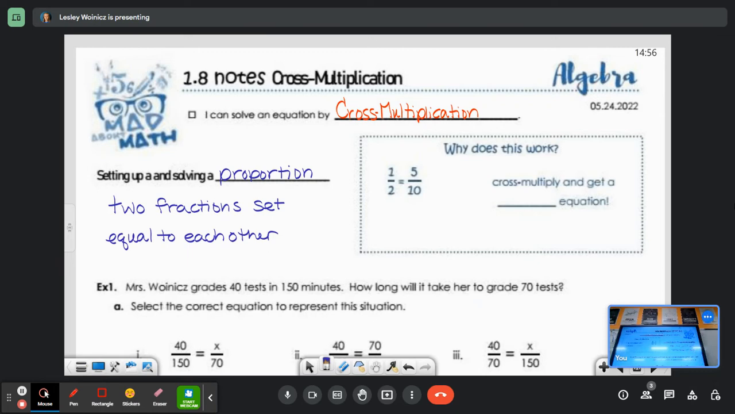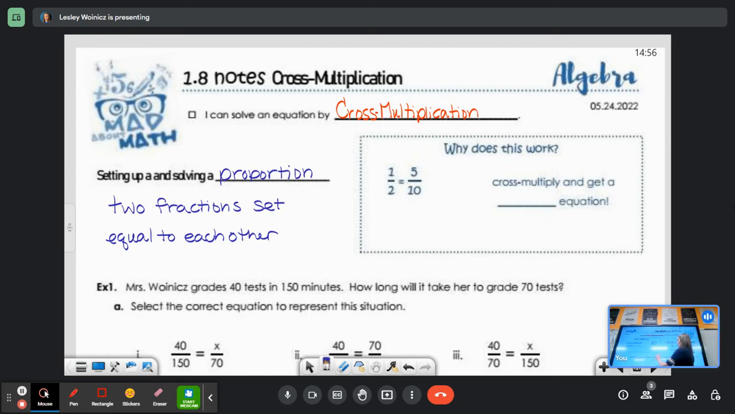When I was a kid, we just cross multiplied and memorized that it worked, but we didn't really understand why it worked. So I want to show you that really quick and then we're going to use it. It's a special property of equivalent fractions. Equivalent fractions are fractions that reduce to the same thing. You all see that 5 is half of 10, right?